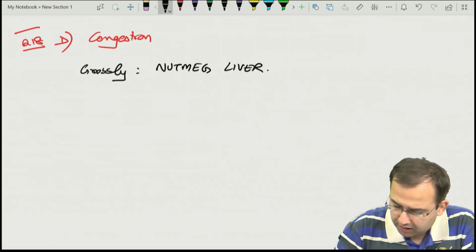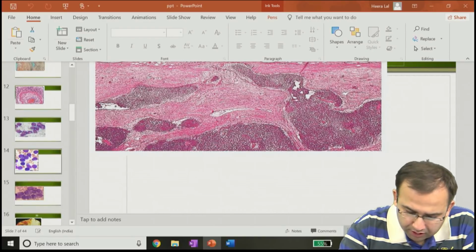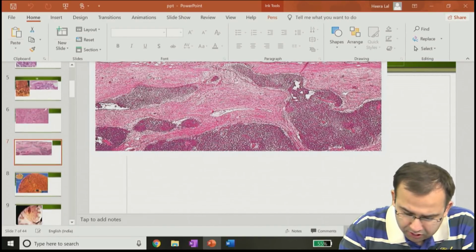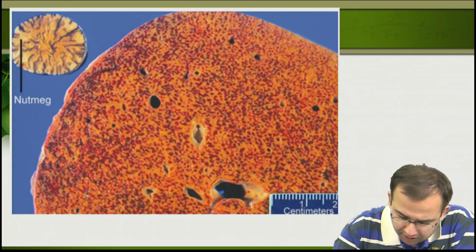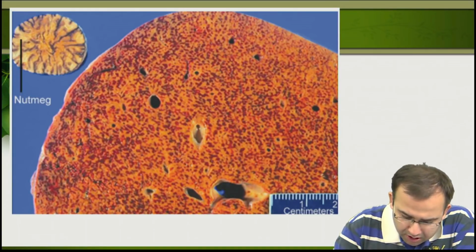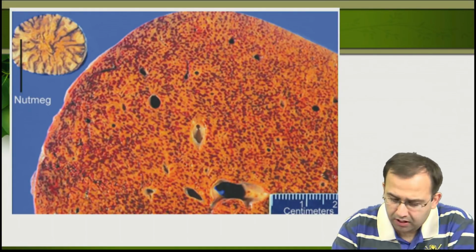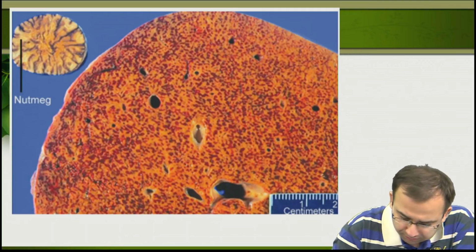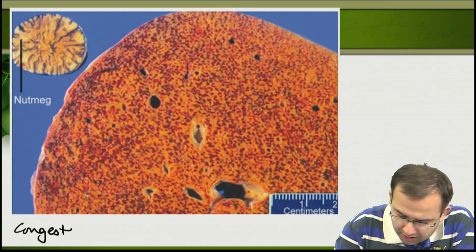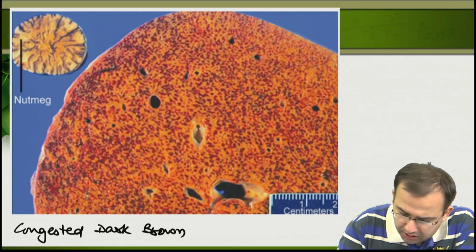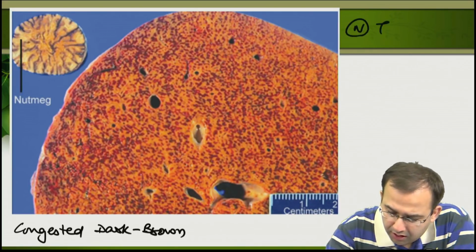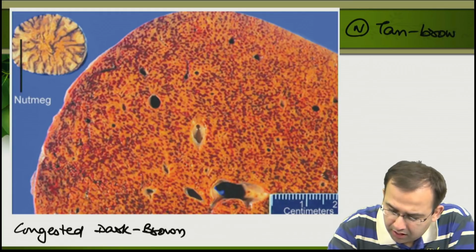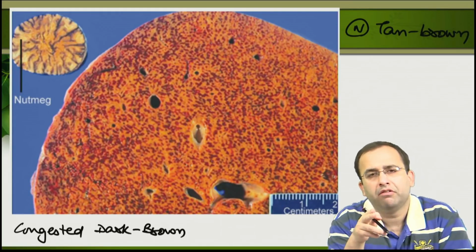What is nutmeg liver? See, have a look at this. What this is showing you is the presence of liver, which looks like a nutmeg. So there are two areas in this. The congested dark brown, which are intervening with normal tan brown areas. You're able to see this.